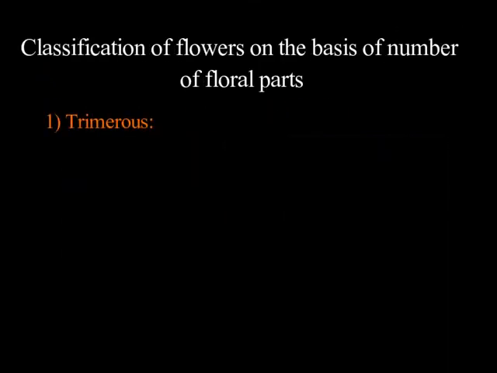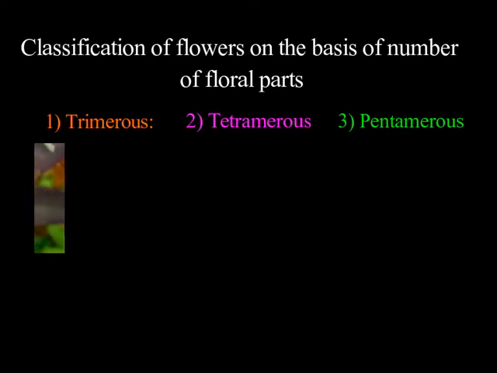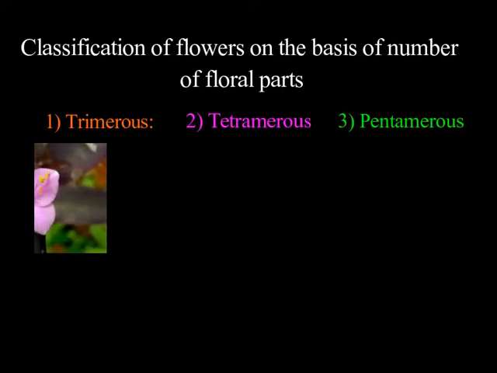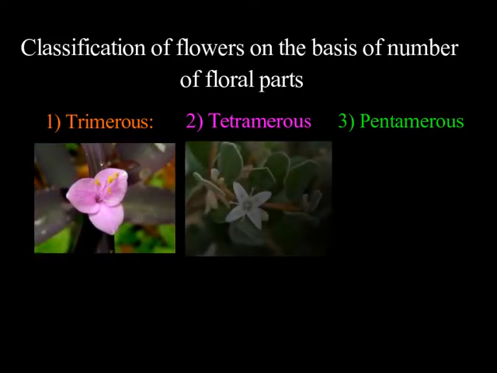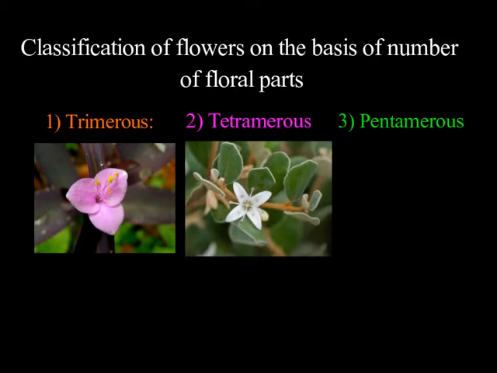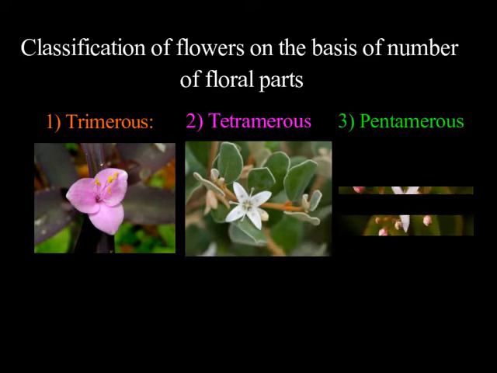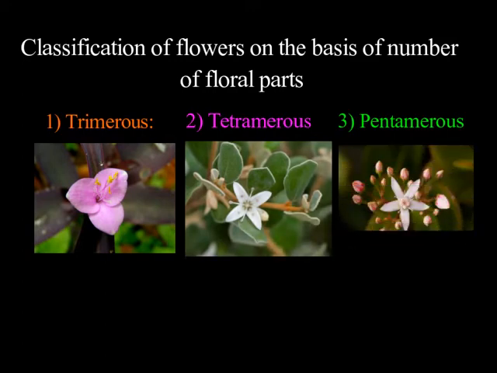Flowers can also be classified into trimerous, tetramerous or pentamerous on the basis of the number of floral members. Trimerous flowers have 3 or multiples of 3 floral members. Tetramerous flowers have 4 or multiples of 4. Pentamerous flowers have 5 or multiples of 5. The flowers of monocots are trimerous, while the flowers of dicots are either tetramerous or pentamerous.